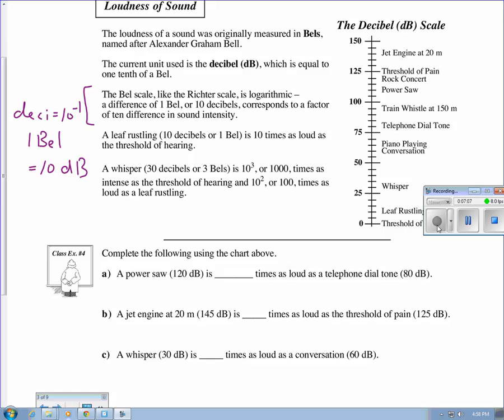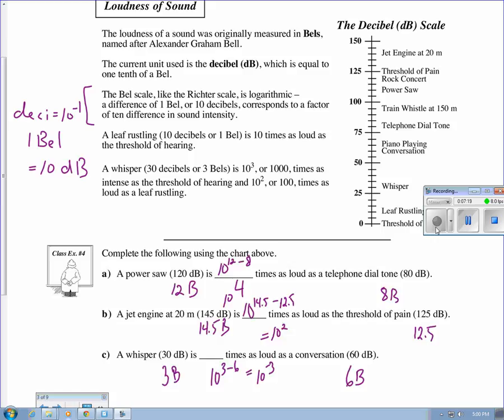So the leaf rustling is 10. The intensity is a factor of 10. And we've got the same kind of subtraction happening here. So let's try that out. We actually have to convert to our bell scale, so I have to take all my decibel values and divide by 10. We'll take a look at the mathematical descriptor on the next page.